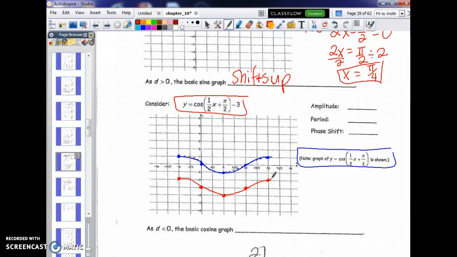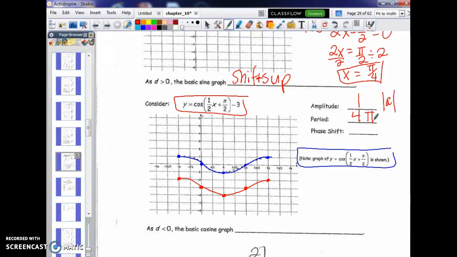Now looking at our equation in red, some of the things that we may want to consider are amplitude, the absolute value of A. Absolute value of 1 is 1. The period length. How long is this graph? Well, it starts at negative pi, and it travels all the way to positive 3 pi. So the length of this graph is 4 pi. So the period length is 4 pi.